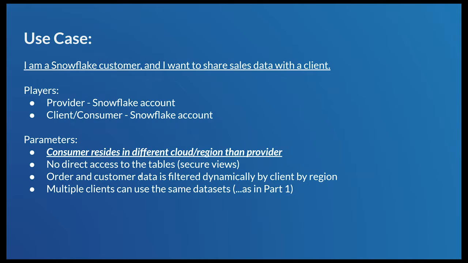So once again, the other three parameters still apply. No direct access to the tables. We're going to use secure views only, and we're going to abstract that. And again, we'll walk through what that abstraction layer does. Then another parameter is that our order and customer data is filtered dynamically. So the view that we're providing is a dynamic view that can be changed based on configuration data and not DDL. And the last one, multiple clients can use the same data sets as in part one.